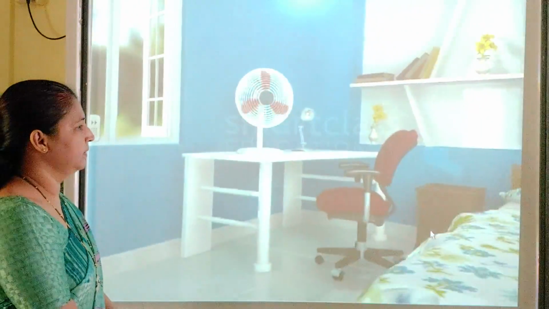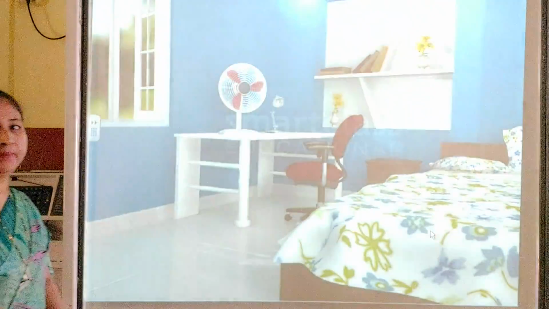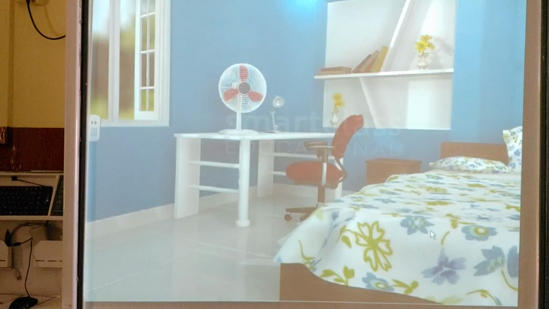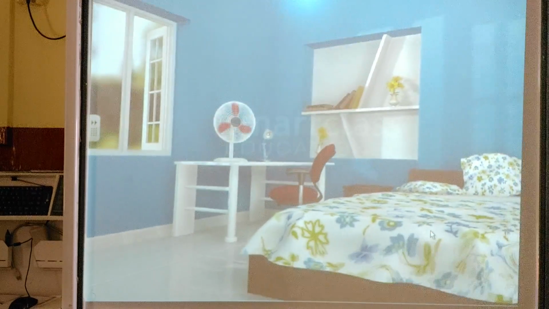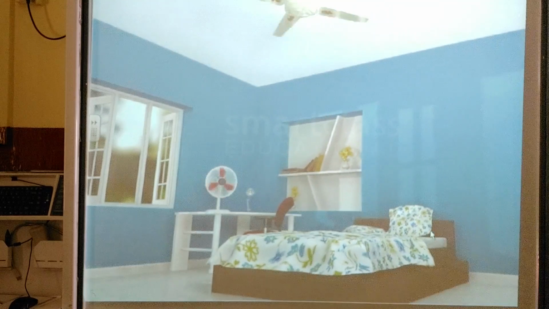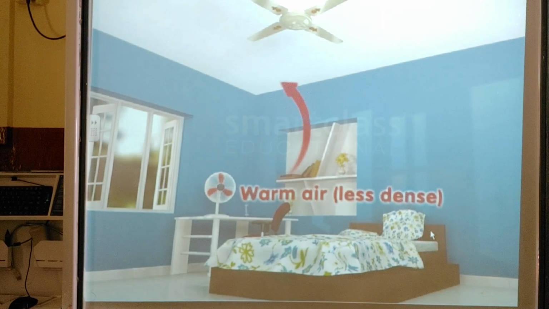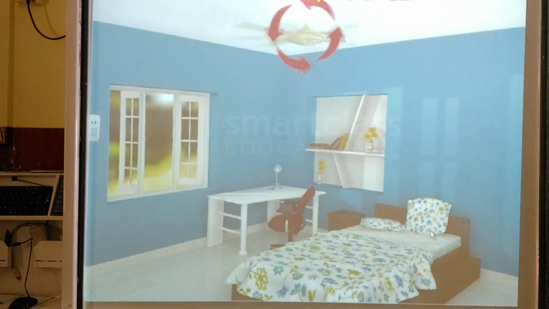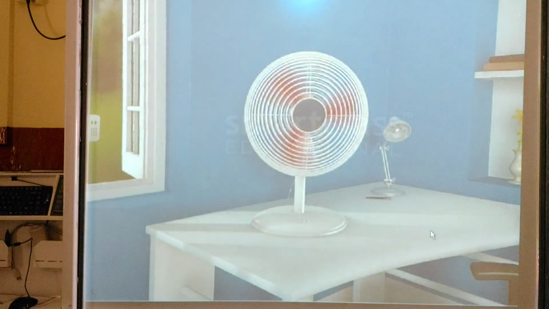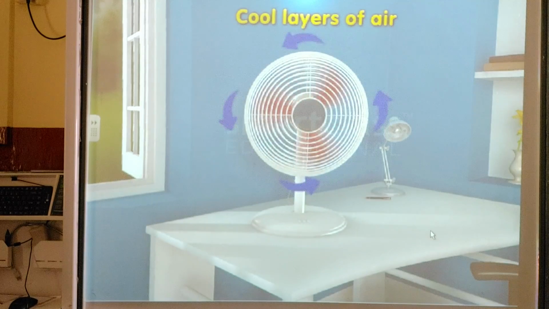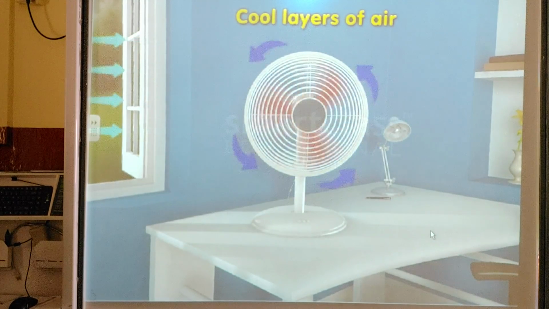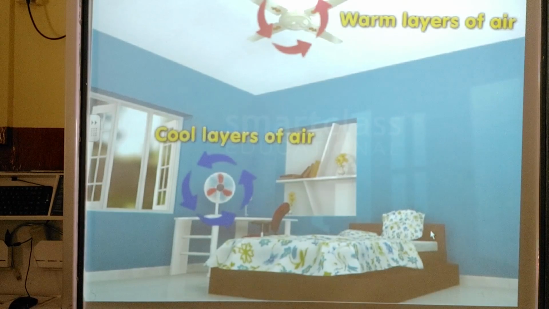You might have felt that table fans keep a room much cooler than ceiling fans. During summer, the air in a room becomes warm and, being less dense, rises up. A ceiling fan circulates only warm layers of air present near the ceiling. Table fans operate at a lower level and can circulate cool layers of air coming in through windows, thereby keeping a room much cooler than ceiling fans.